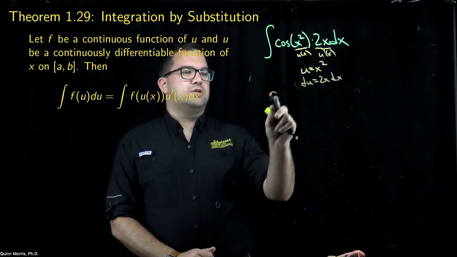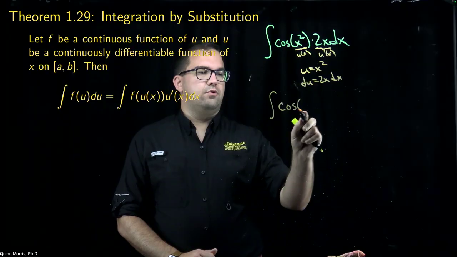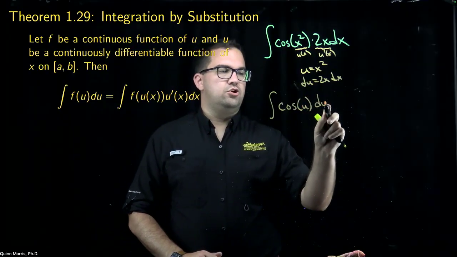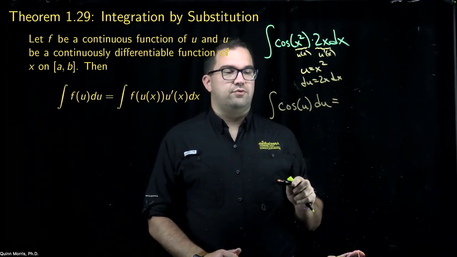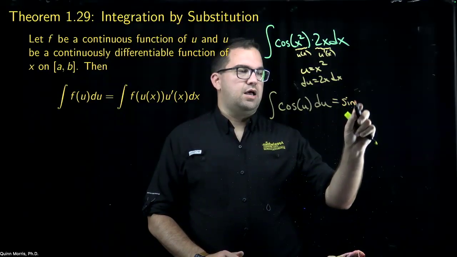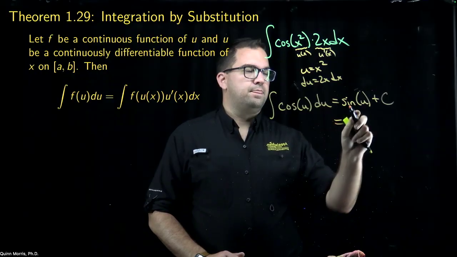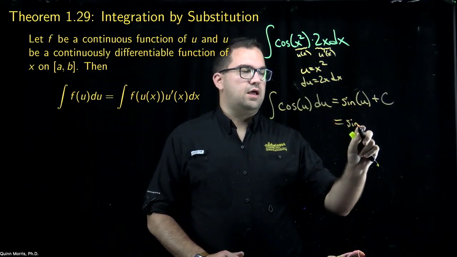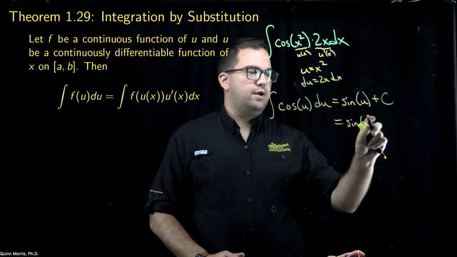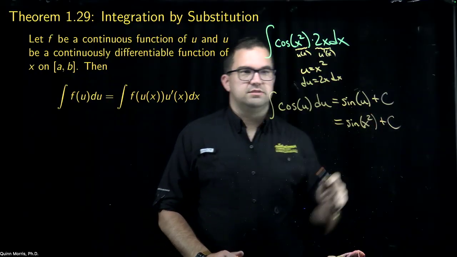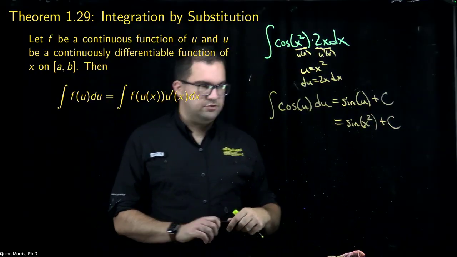And then we just come down here and say, okay, this is really the integral of cosine of u du. The antiderivative of cosine is just sine. So this is sine of u plus a constant. And this gives me sine of, well, my u was just x squared, plus a constant. So this is how we often use this.